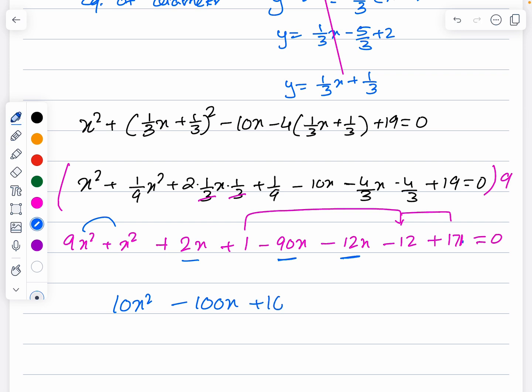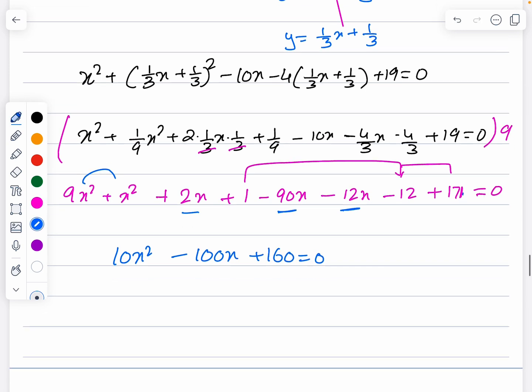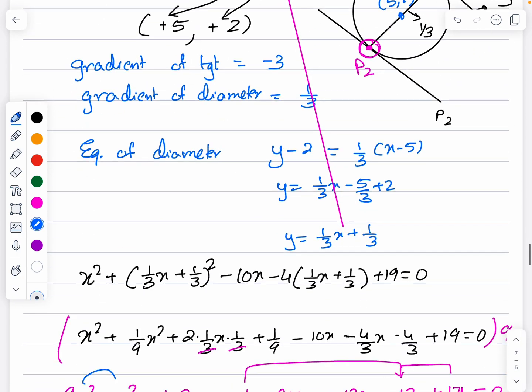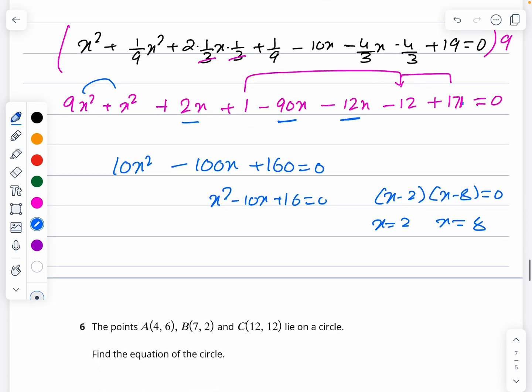Plus 160 equals 0. Divide by 10. It becomes x squared minus 10x plus 16 equals 0. Factorize it: (x minus 2)(x minus 8) equals 0. So either x equals 2 or x equals 8.